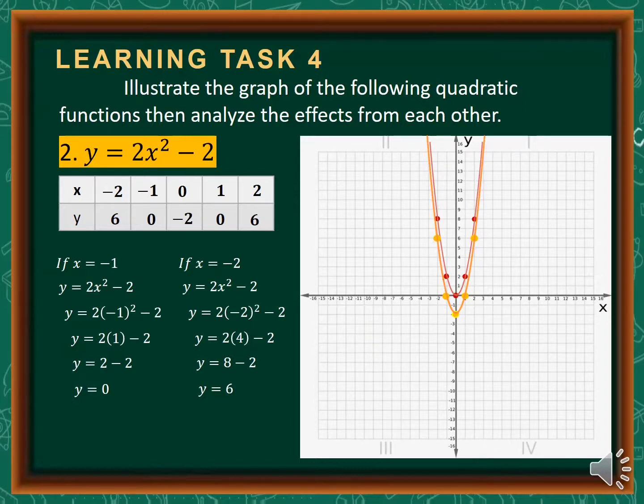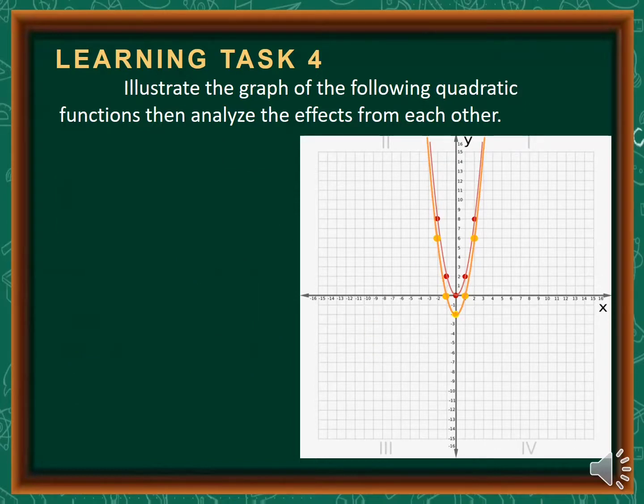Before moving on to our next quadratic function, let us first analyze this. From our original function, which is the red one, yung y is equal to 2x squared, what happened after we put negative 2 doon sa ating function na y is equal to 2x squared minus 2? So, nagkaroon siya ng minus 2. So, how are we going to analyze it? So, ano nangyari? Ayan po.